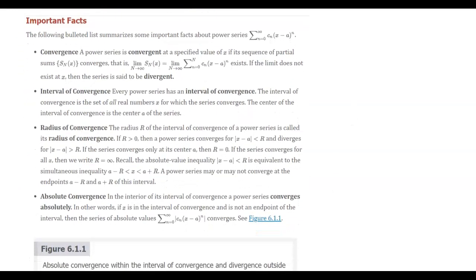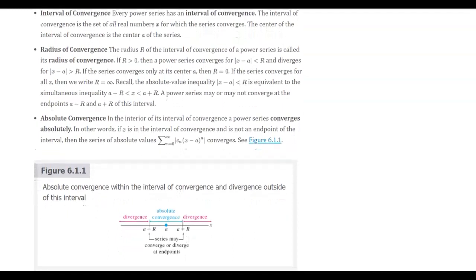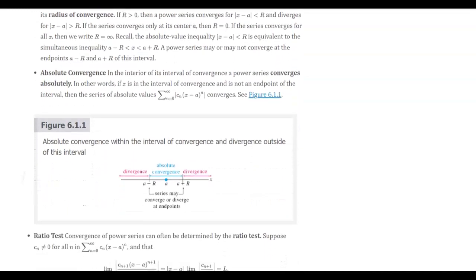Here is some important information as far as power series are concerned. A power series converges, meaning that it actually has a sum. An interval of convergence can be found, which is the set of all numbers for which the series converges. You can find the radius of convergence then around the center. And if it converges for all x, then we say it converges absolutely.